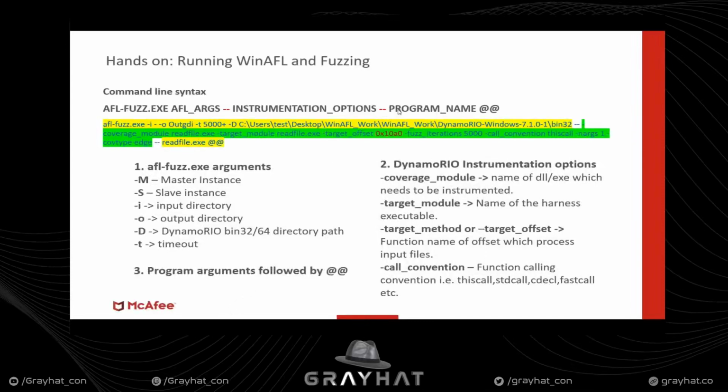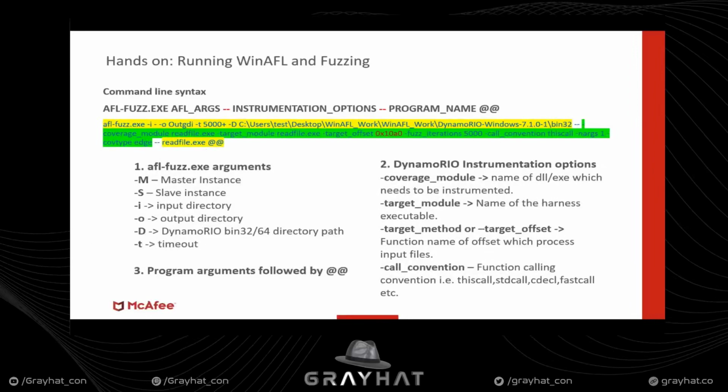After that you need to mention your program name. In our case it is readfile.exe, and since it doesn't expect any other command line option, we can simply add the @@ symbol over here. So at runtime, WinAFL will replace this @ symbol with the actual file name and it will start fuzzing. So now let's go ahead and fuzz our readfile.exe program and see what kind of crashes we get. So let's see.